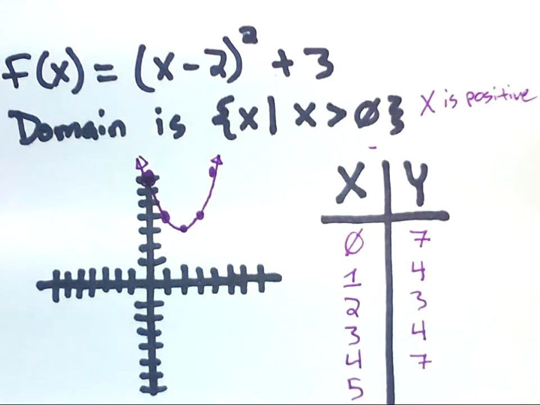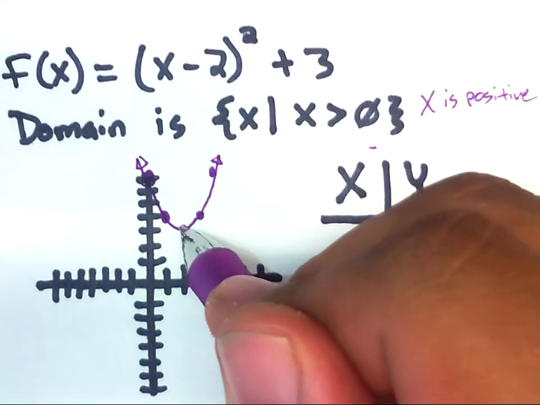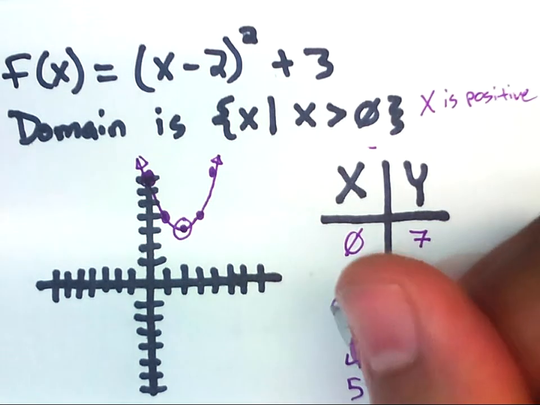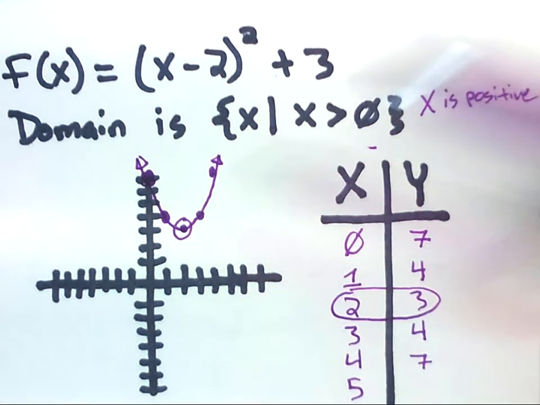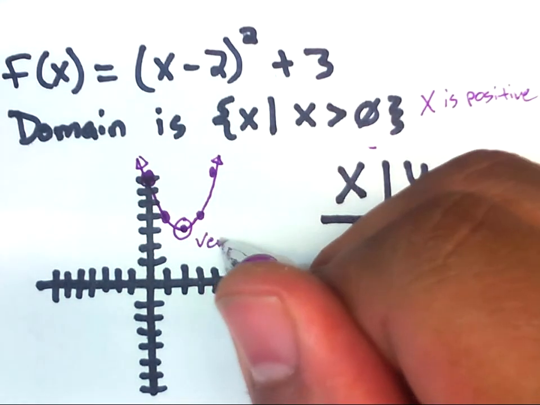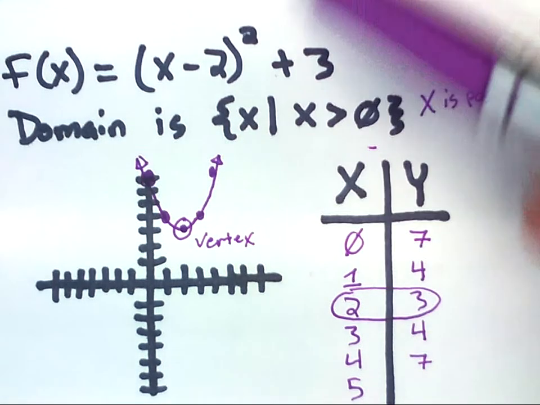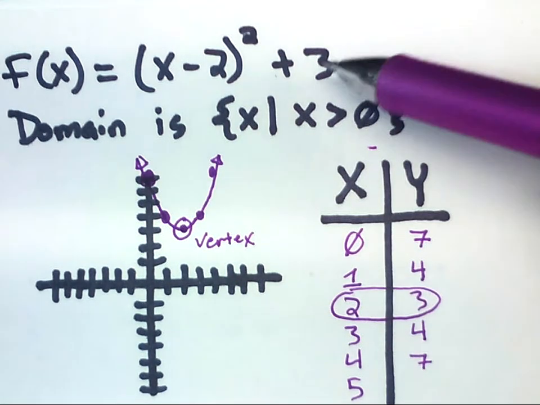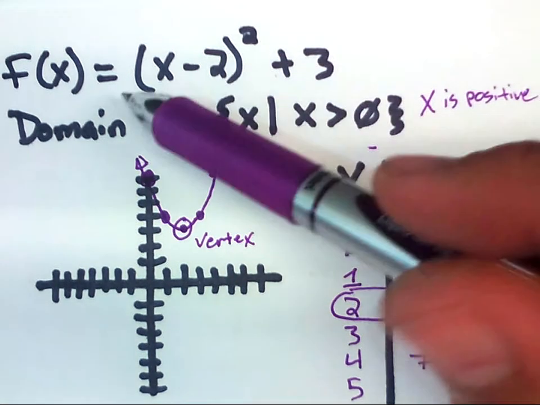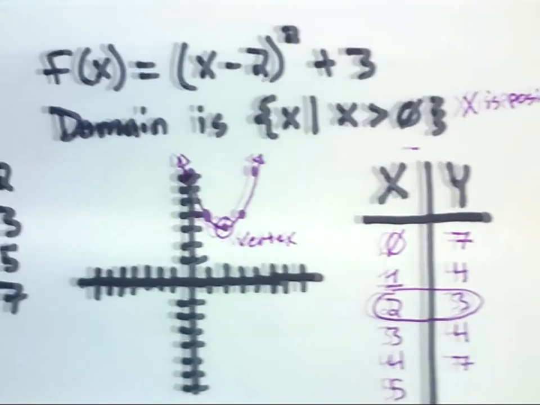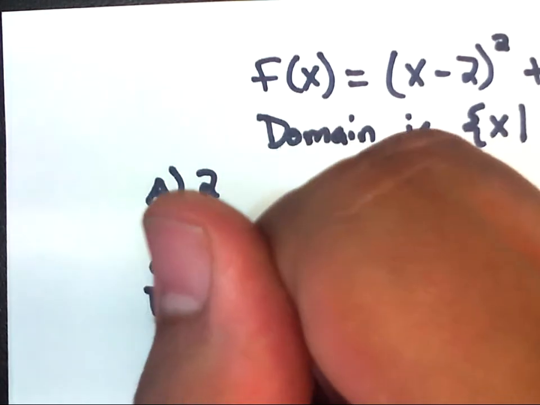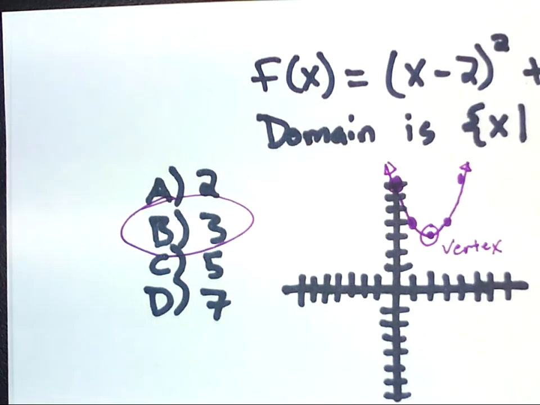Now, it works out nice that the value right here of (2, 3) is our vertex. And since our vertex is the highest or lowest point of a parabola, that tells us right away that's either a minimum or a maximum. Since this parabola opens up, that's a minimum value. So just by graphing a pretty tough looking problem, we're able to figure out that the correct answer for this SOL problem is 3.